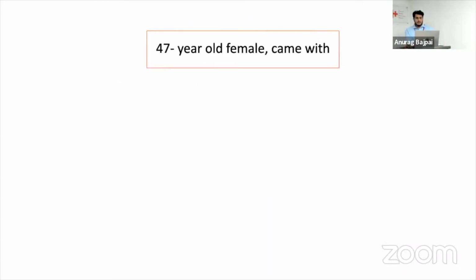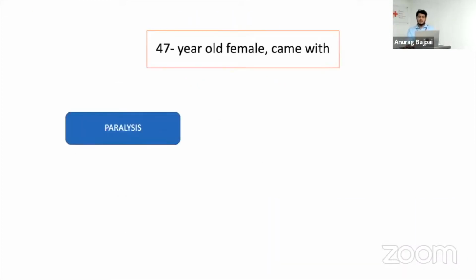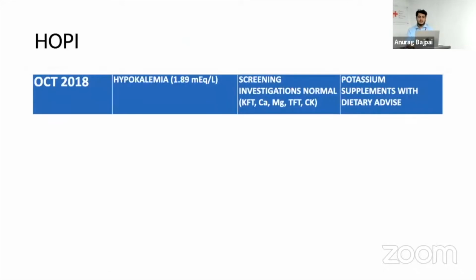a distal RTA. This 47-year-old female presented with paralysis, and there were around 2 episodes of periodic paralysis during the last 1 year. On elaborating the history, we found that the first episode occurred in October 2018, and during the episode of paralysis, hypokalemia was documented and found to be very low at 1.89. The rest of the investigations done at that time included renal function test, calcium, magnesium, thyroid function test, and creatine kinase, which were normal.